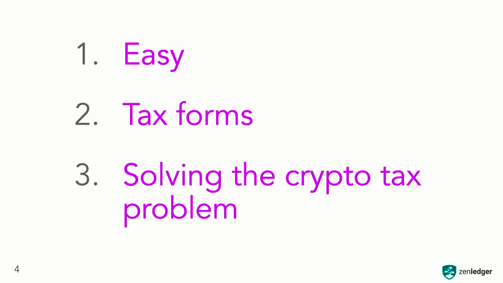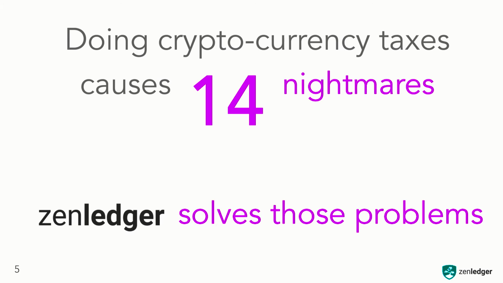First, it's very easy to have your data imported into ZenLedger, and then it just does your cryptocurrency taxes as far as gains and losses. Second, ZenLedger can output tax forms that help with the process. The third is it will go through 14 major problems that will have people complete their taxes incorrectly unless these 14 major issues are navigated just right. And ZenLedger handles all 14 cases. A bit later in this video, we will cover each of these 14 nightmares and then how ZenLedger solves them.